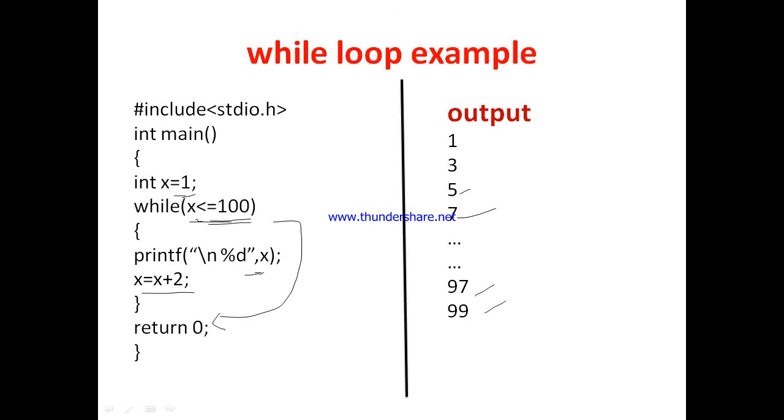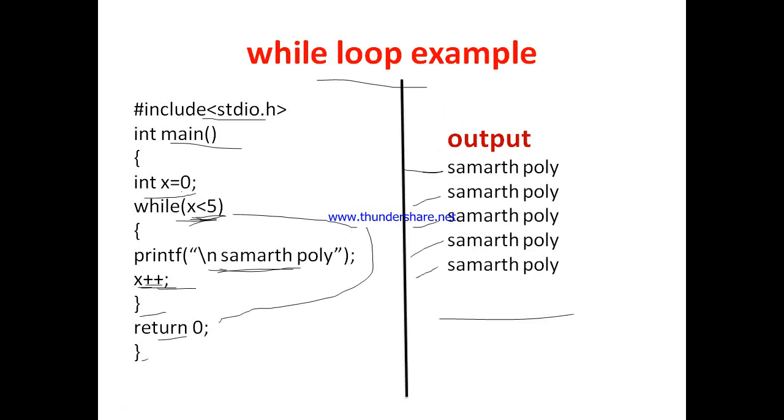Okay, now this is the program for printing the odd numbers from 1 to 100. Now my question is, if we have to print the even numbers, then what should be the change in this program? What should be the change? If we have to print the even numbers, then we have to start with x equal to 2, because the first even number from 1 to 100 is 2. So let us see the next program.